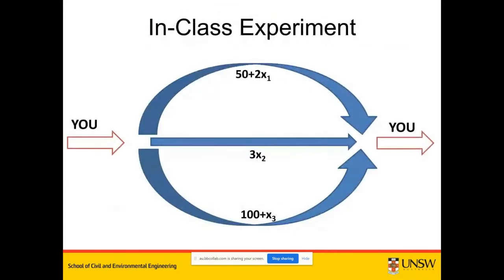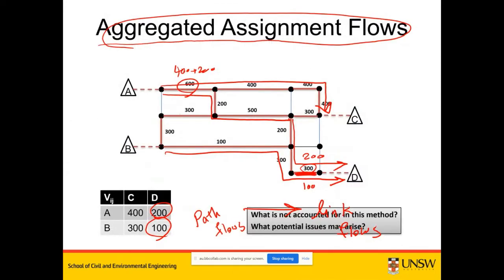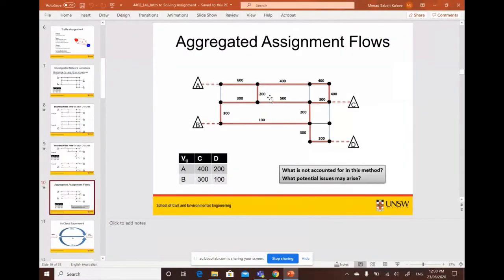But what is not accounted for in this example? What are the potential issues that may arise? We didn't really take into account how many other people from other OD paths will use the same link. So you want to go from A to C, yes, the shortest path is something, but we did not consider that the shortest path will actually change as a result of other people also using the same links, not a combination of the same people on my OD.